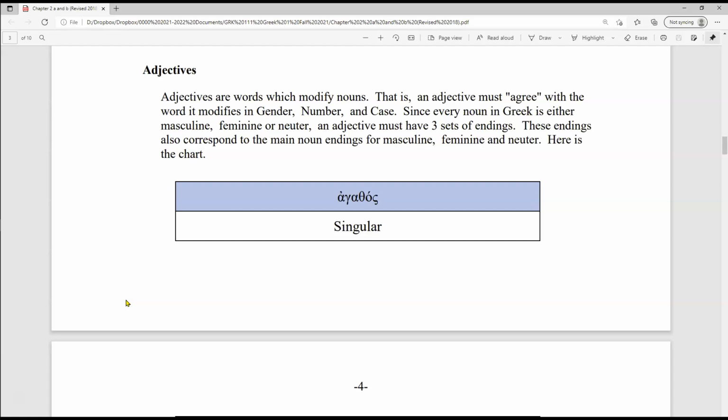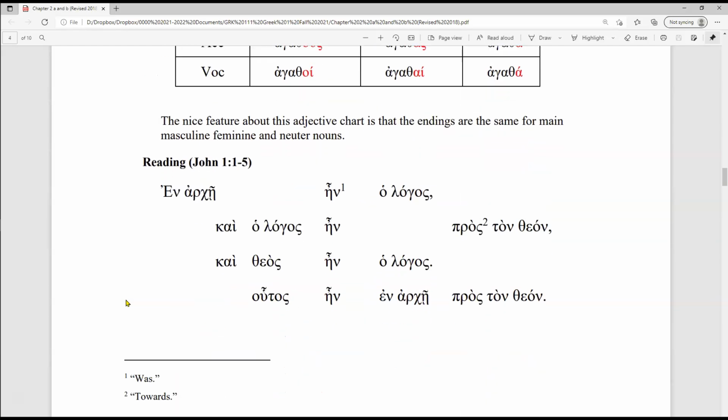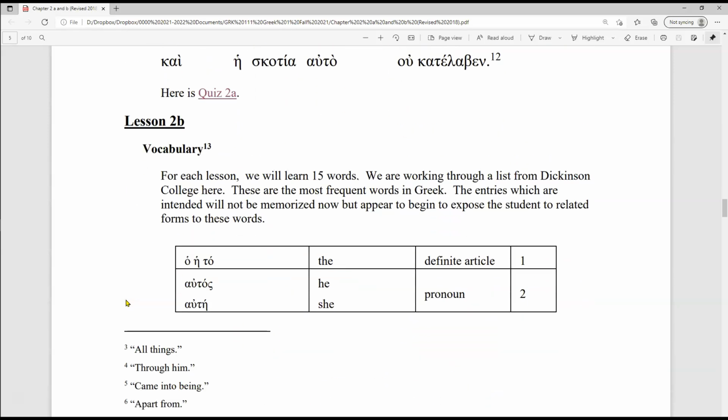Adjectives have to agree with the word they modify in gender, number, and case. So if the word is masculine, the adjective has to be masculine. Now we come to lesson 2B. So the B lesson in every chapter, so this is going to be for the quiz on Wednesday. The B chapter will always be vocabulary first.